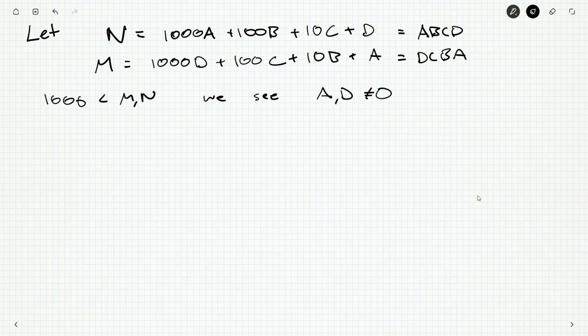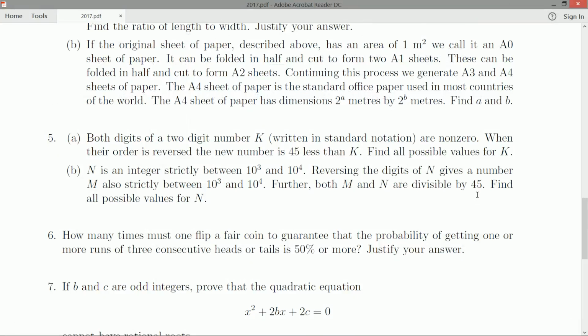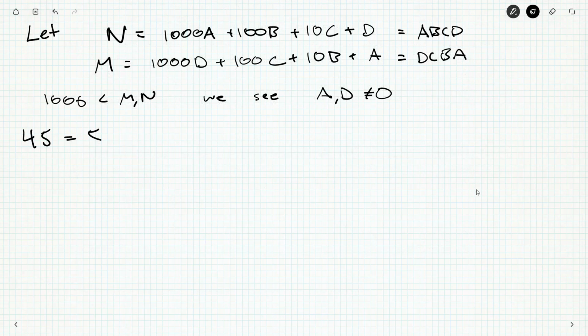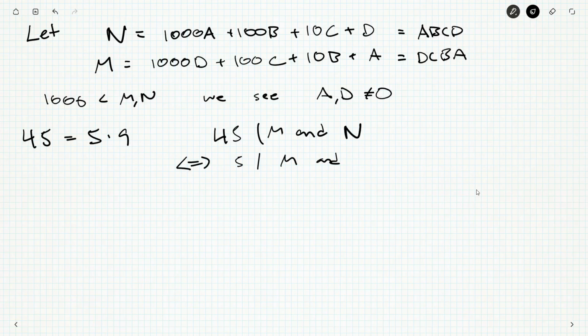All right, so a and d aren't 0, and then both of the numbers are divisible by 45. So what does it mean to be divisible by 45? Well, we have to remember our divisibility rules. Now, 45 I can write as 5 times 9, and both of these have their own divisibility rules. So 45 divides m and n, not m times n, m and n. Because these guys are co-prime, or relatively prime, or another way to say it is their GCD is 1. This is true exactly when 5 divides m and n, and 9 divides m and n.